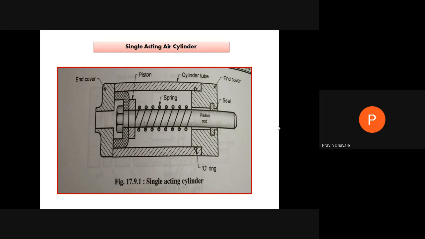Right. After application, when you reach a certain distance, there will be a change in the direction of the direction control valve position. Because of that, here it will be moving outside.